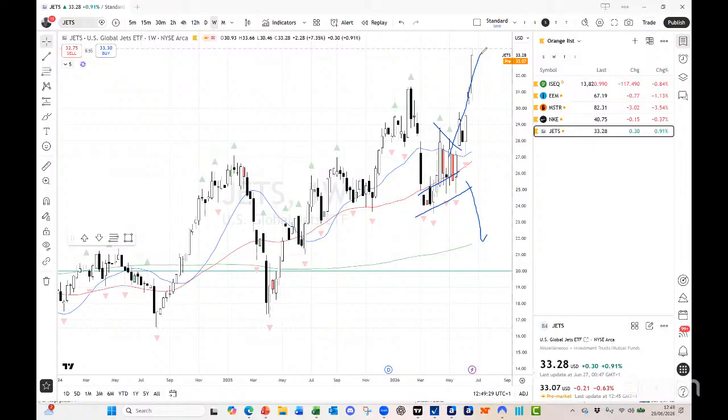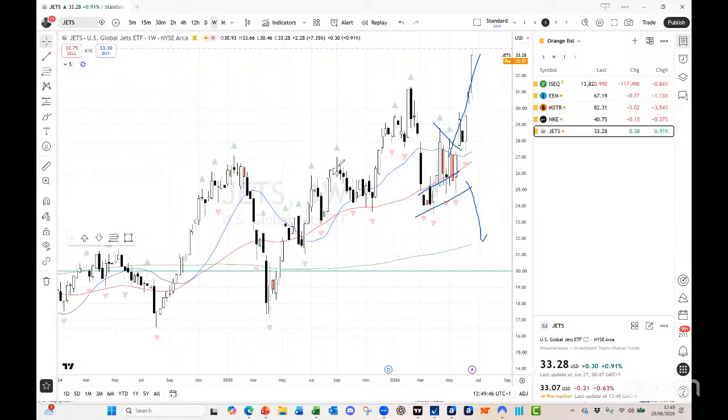So if oil keeps falling, all of those airlines, that helps their margins, it supports their margins. But then of course, if there's more geopolitical risk, or there's a bump higher in those fuel prices, then this ETF can reverse quickly. So it's one I watch.